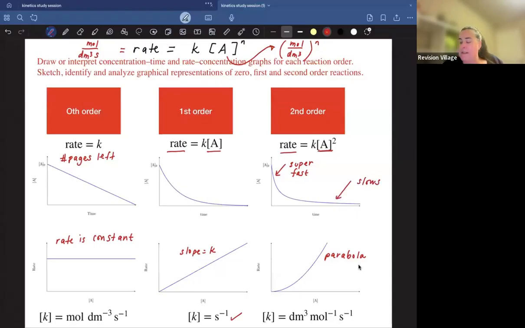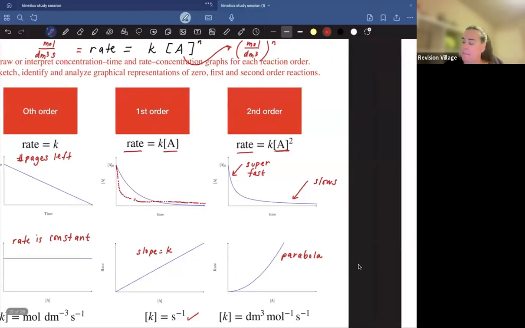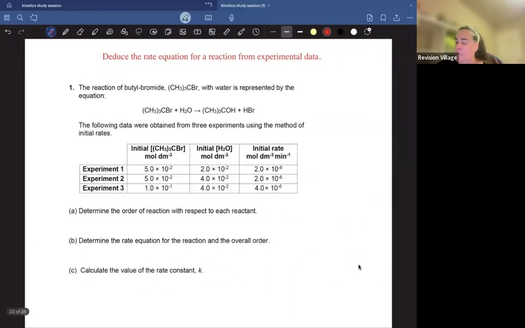And so while the difference in shape between first and second order is sometimes hard for me to see, I'm going to try to put one on top of the other for you to show you that a second order reaction is faster initially and slower later on. These curves come up a lot in the multiple choice part. So here's a little method of initial rates for you to practice.